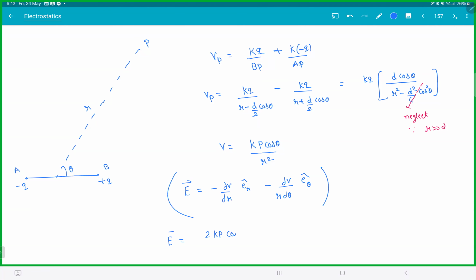2 kp cos theta by r cube e r cap plus kp sin theta by r cube e theta cap. E theta cap is the tangential direction. Just like i cap and j cap, these are polar coordinates, polar differentiation. We don't have it in the portion, so don't worry about it. This is the radial direction.